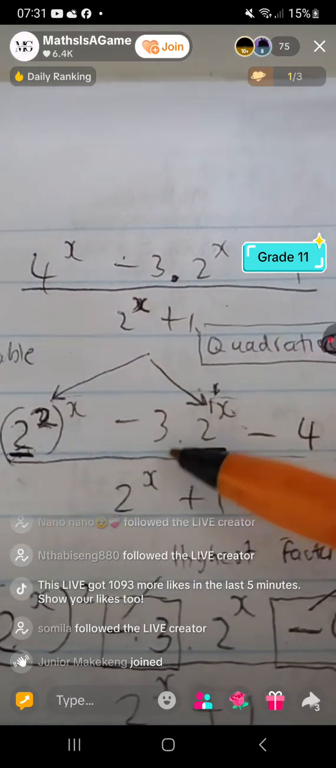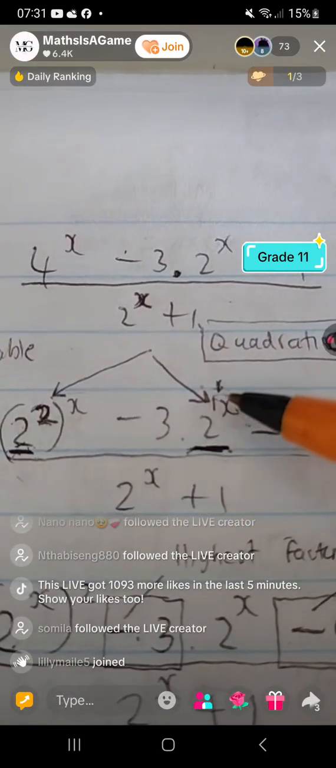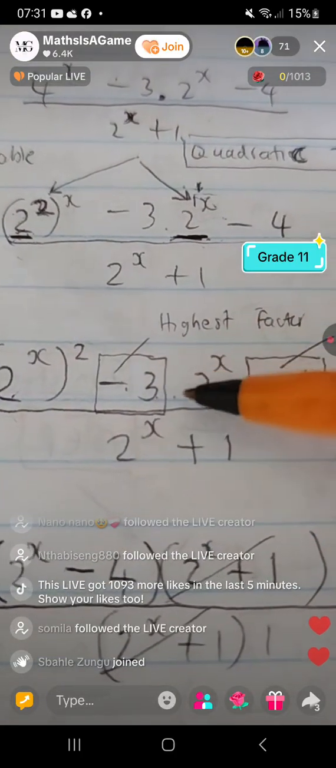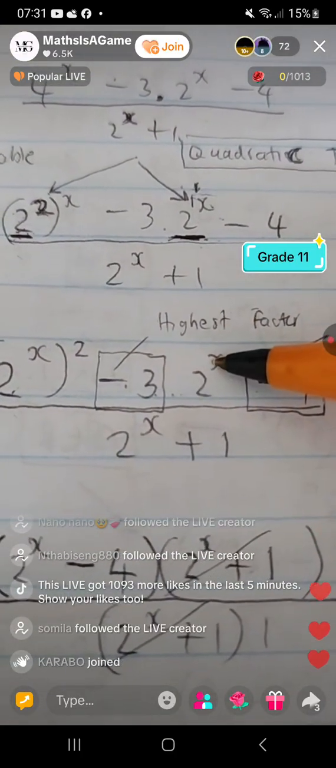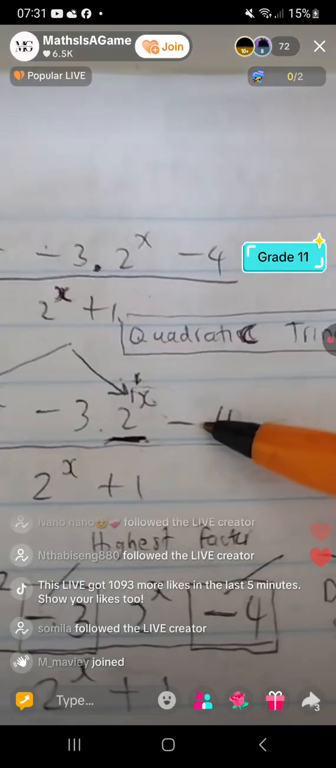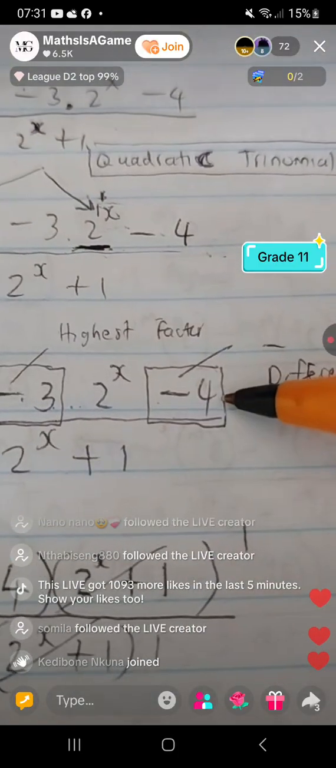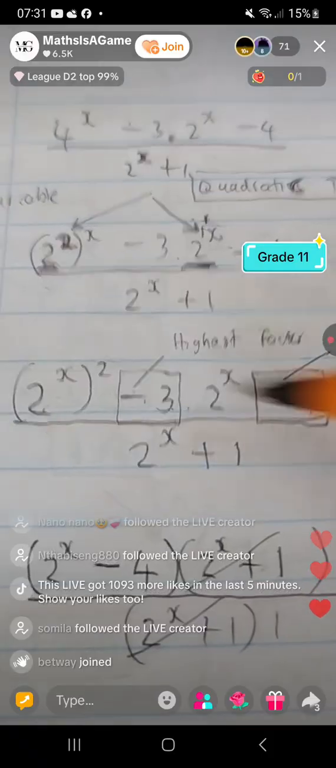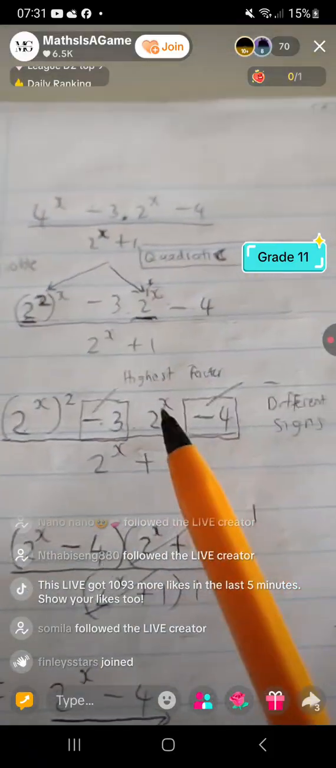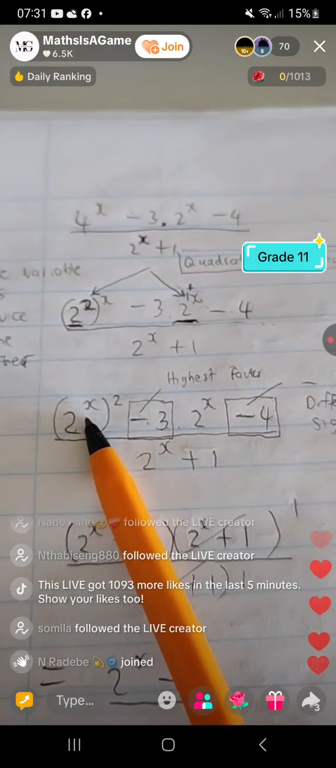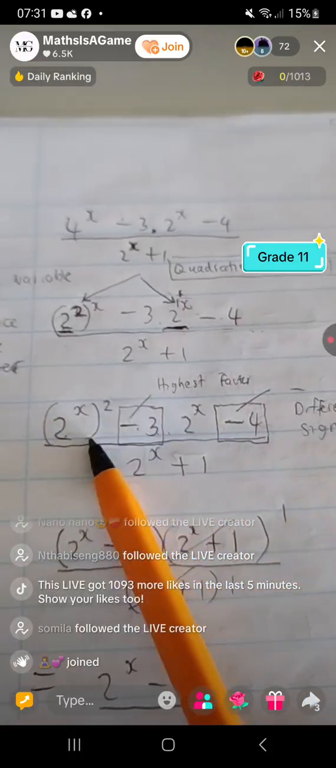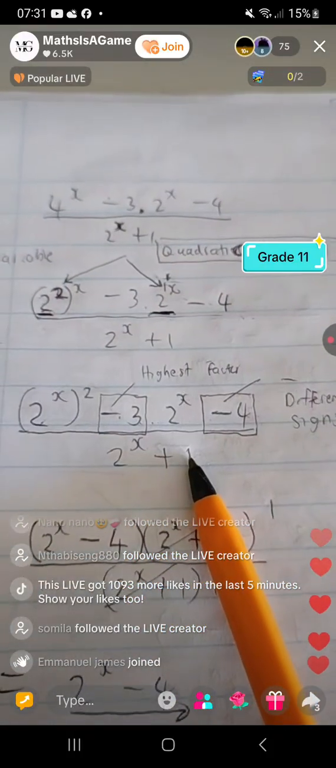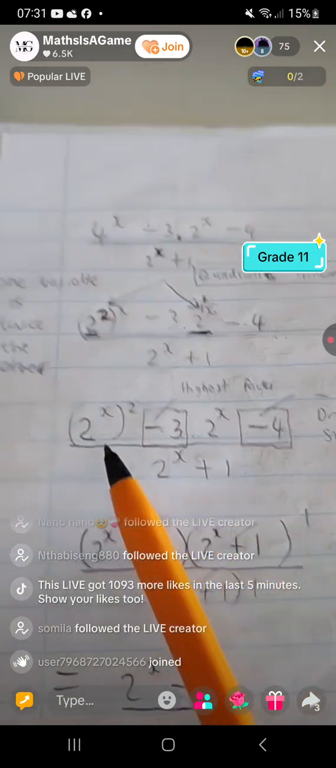Let's move on to the second term. 3 times 2 to the power x. Minus 4. This here is a constant. So what we can see then here is that we have what we call a quadratic trinomial.